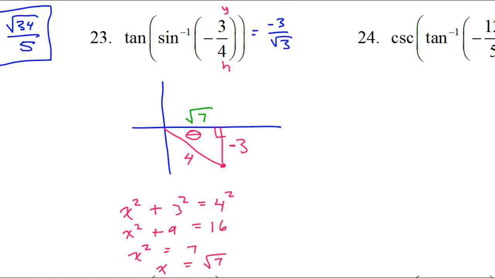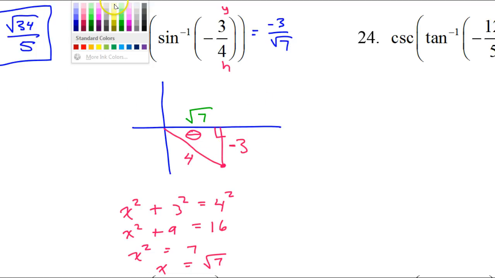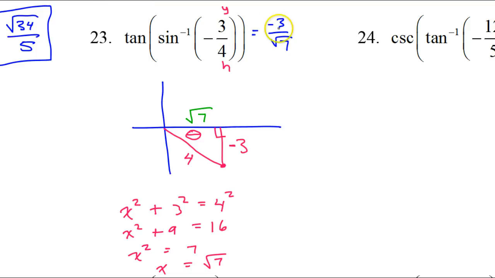Whoops, why did I put a 3? Negative 3 over radical 7. Now, you could rationalize the denominator if you wanted to. This is fine for me, but if you want to rationalize the denominator, then you would multiply by radical 7 in the numerator and the denominator. So that would make negative 3 radical 7 over 7.